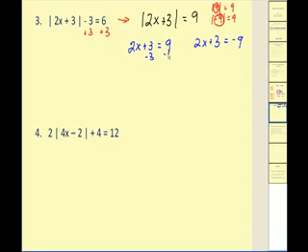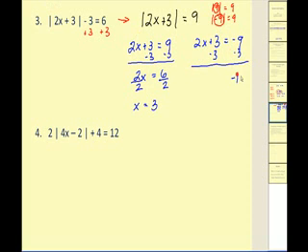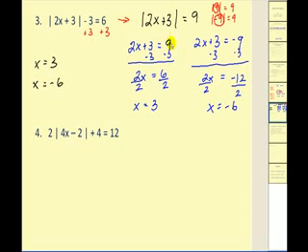Subtract 3 on both sides. Divide by 2. Same procedures here, but now when we subtract 3 on both sides, we'll have a negative 12 on the right. Divide by 2, x equals negative 6. So our solutions are x equals 3 and x equals negative 6. You can see as soon as you set up your two equations, it's pretty straightforward. It's just making sure you follow the correct techniques to set up these two linear equations.